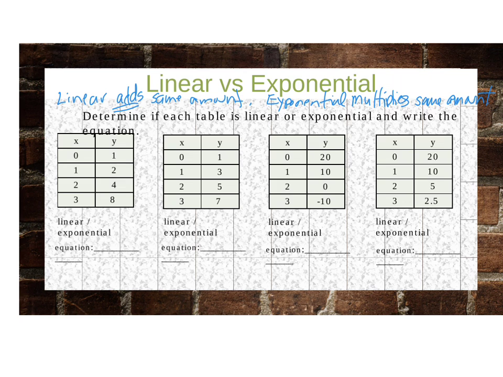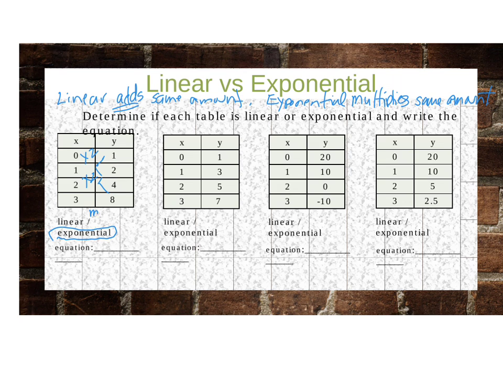So, if we look at the first table, 1 plus 1 is 2, but 2 plus 1 is 3, not 4. However, if we look at it as a times, 2 divided by 1 is 2, 4 divided by 2 is 2, so 1 times 2 is 2, which times 2 is 4, times 2 is 8. So that means this is exponential because it's multiplying by the same number each time.